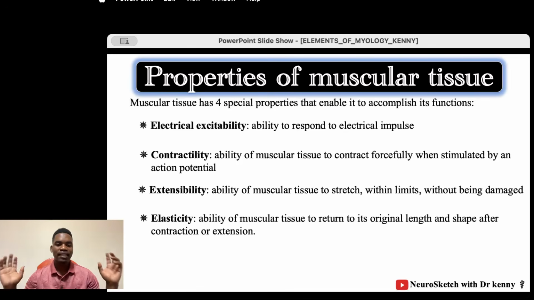Elasticity is the ability of the muscle to return to its original shape after being extended or contracted. We know that the muscle is a contractile tissue, so after it has been contracted or stretched, it has to regain its original structure and shape, and that is elasticity. All of these properties are very important when discussing the muscular tissue, because they will determine how the muscle behaves and how the muscles work.